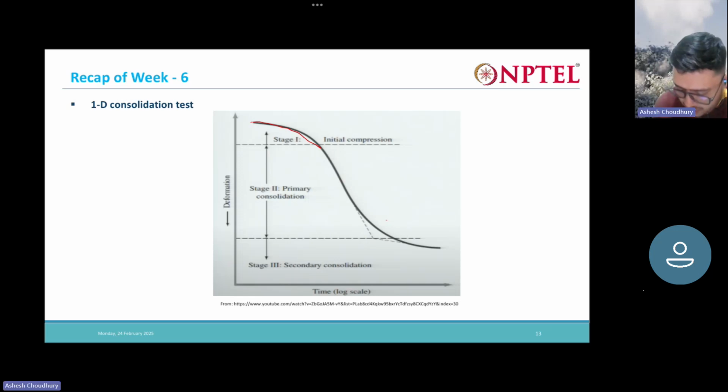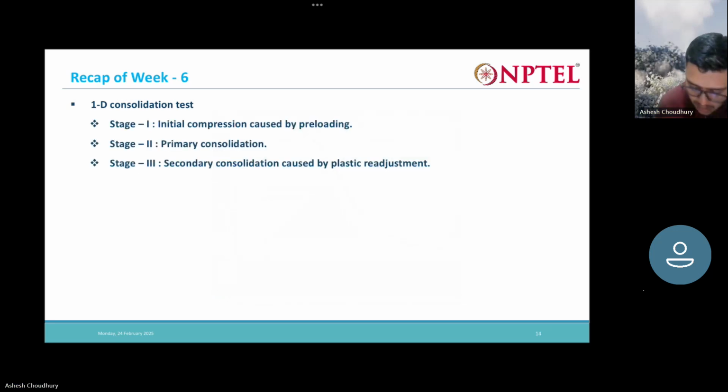Then you have a long period of the primary consolidation stage. Primary consolidation, and at the end you have some more consolidation that happens with the plastic readjustment of the soil. That is known as the secondary consolidation. So you have the initial compression caused by the preloading, then you have the primary consolidation, and then you have the secondary consolidation caused by plastic adjustment of the soil.